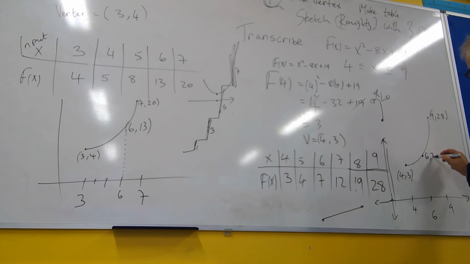And by putting that coordinate on it, you're saying that's where it is. Now look, let's have a bit of fun and put the rest of them in. 5 gets 4. 7 gets 12. And 8 gets 19.